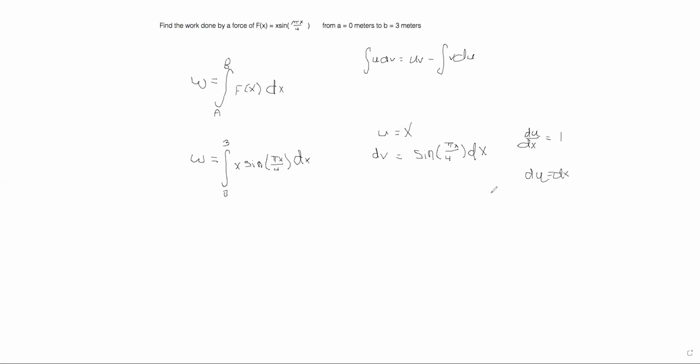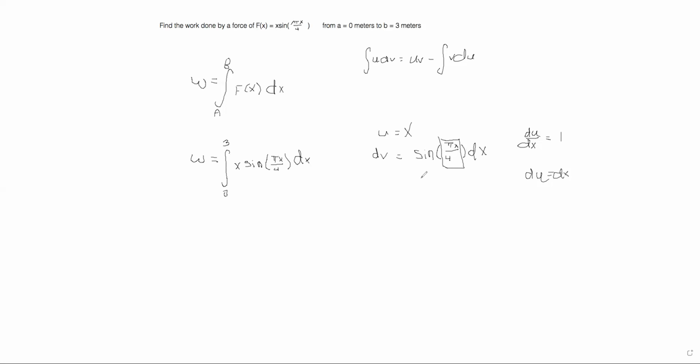And then finding v is a little trickier. So instead of taking the derivative of dv, we need to take the antiderivative of dv to get v. We need to work backwards. So this is a u substitution integral. We're going to have u be everything in parentheses. That's our inner function. So u is pi times x over 4.